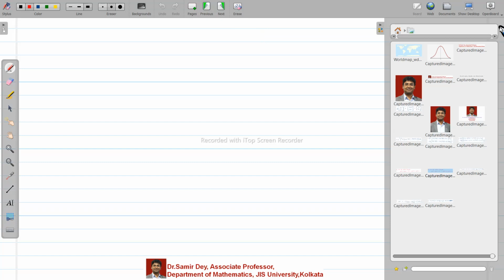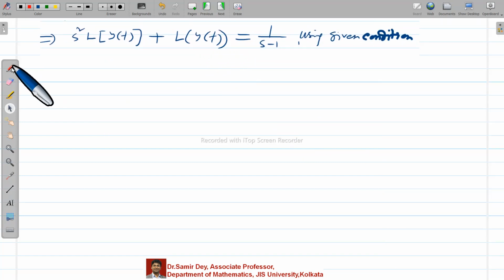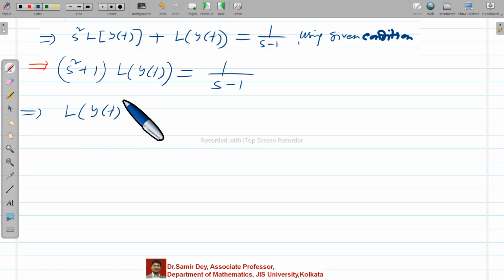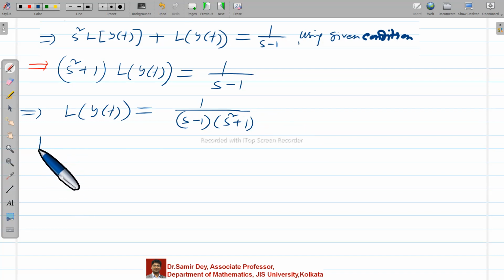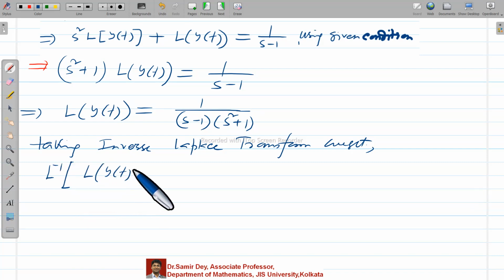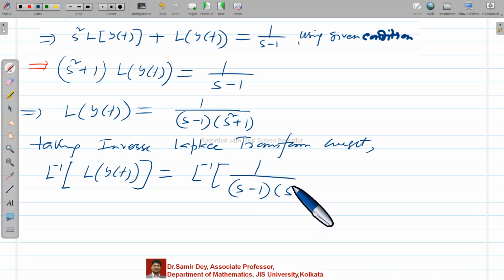Okay, now come to the information. So again you have to take some common. I already informed you, it should be s square plus 1. It is coming L of y t is equal to 1 by s minus 1. So from here you may write L of y t is equal to 1 by (s minus 1)(s square plus 1). Okay, so please write down, taking inverse Laplace transform we get L inverse of L of y t is equal to L inverse of 1 by (s minus 1)(s square plus 1).